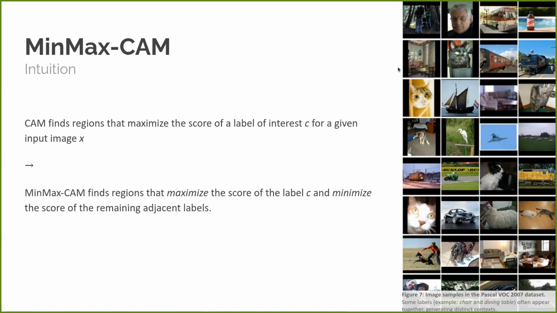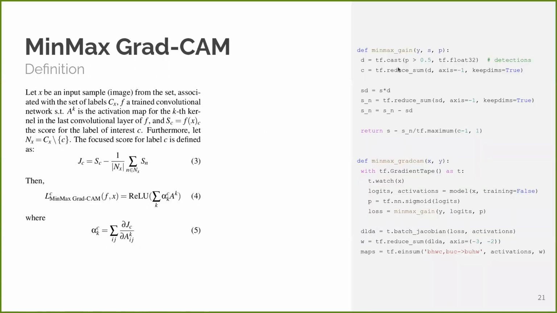So on to the first question. We propose MinMax-CAM. The intuition behind it is to produce focused, class-specific explaining maps by maximizing the score of a label of interest C while minimizing the score of the remaining adjacent labels. The definition is similar to the one of GradCAM, but we consider the gradient of the gain function GC with respect to the positional activation signal instead.